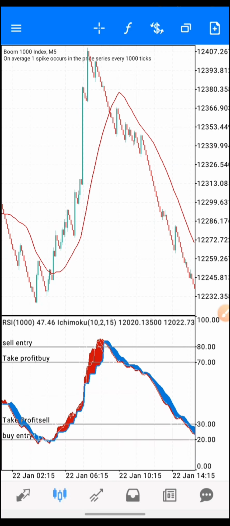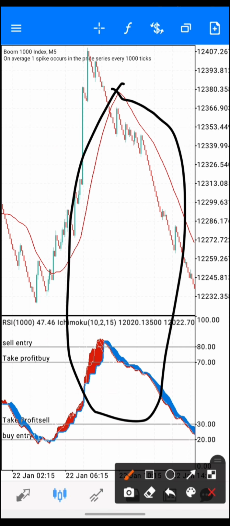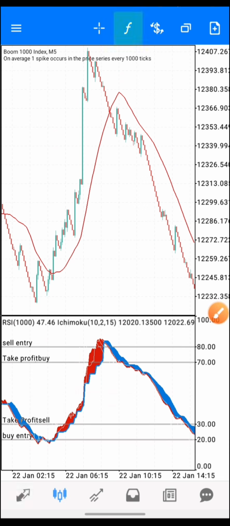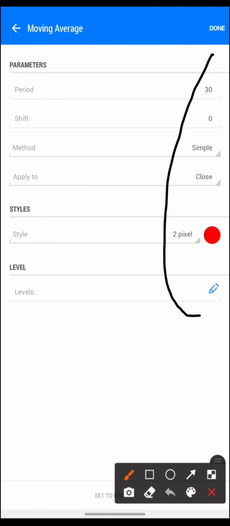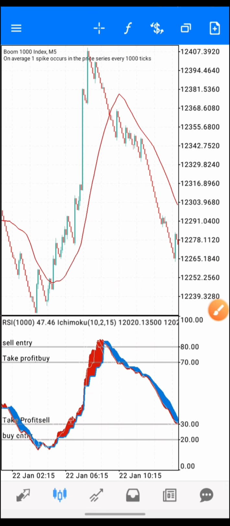So let me just show you how to set all these indicators on my screen. Okay, so on the main chart we have the moving average state. You can copy it as it is, and then after copying you press done.